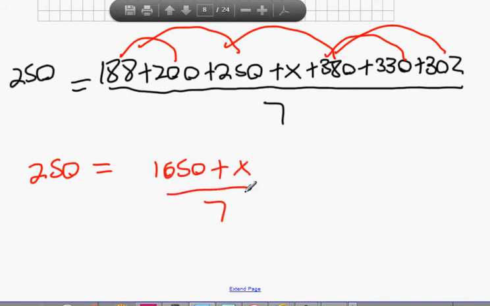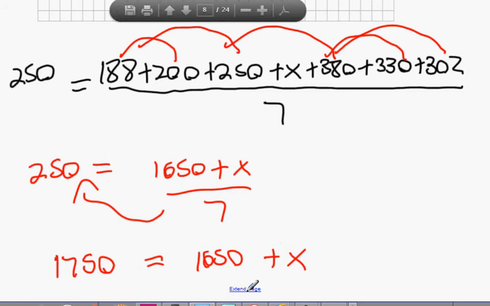How would you solve this? We'll go for Taylor. Bring the 7 over. And what happens when 7 crosses the equal sign? Why does it turn into multiplication? You change into your opposite. Addition turns to subtraction, division turns into multiplication. 7 times 250? 1,750. 1,650 plus X.